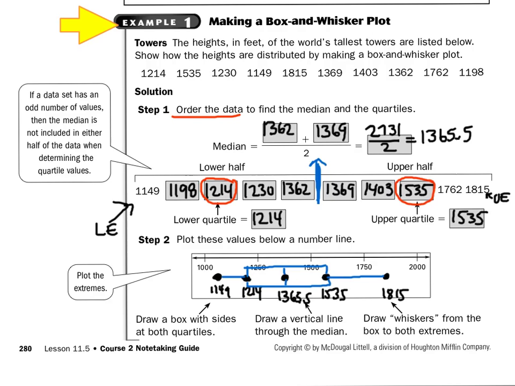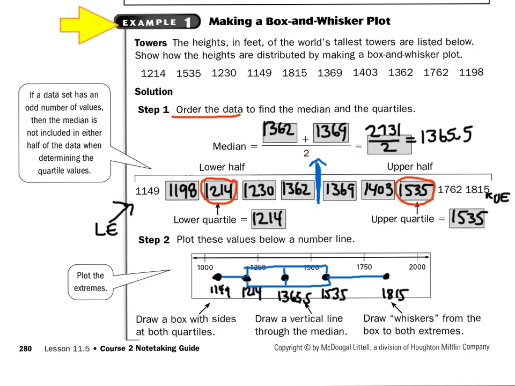And then now look at the upper half, okay? The upper half of the data are these 5 numbers. And so we find the middle of these 5 numbers is right here, so that's 1535. So that's our upper quartile, and I'd put my dot right here. And now for the extremes, you just look at it. See how 1149 is the smallest number they gave us? So that's the low extreme, so put that dot right there. And 1815 is the highest number they gave us. That's the upper extreme, so put that dot right there. And now you should have the 5 dots.